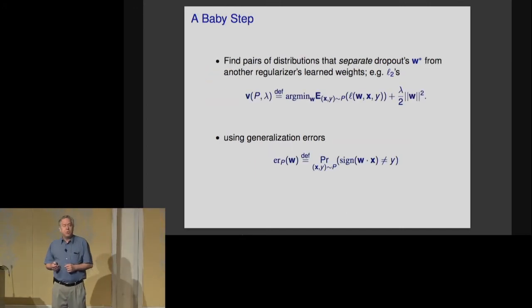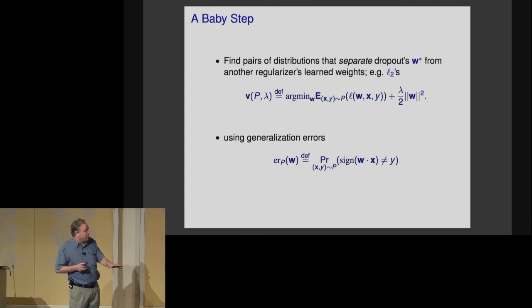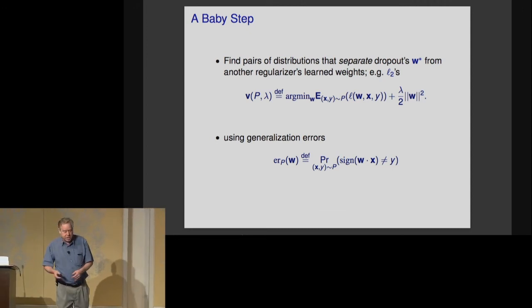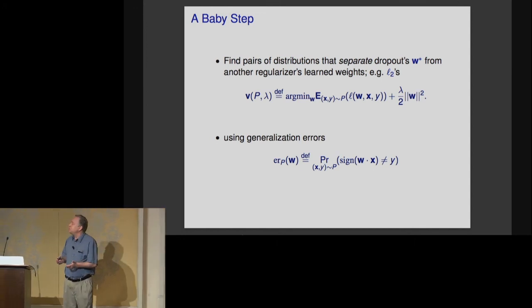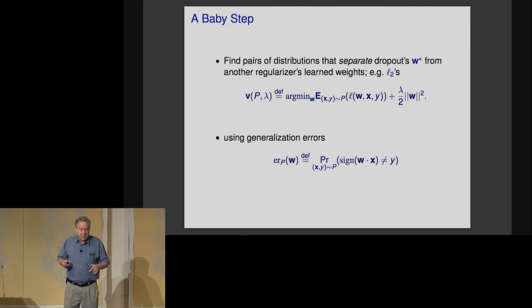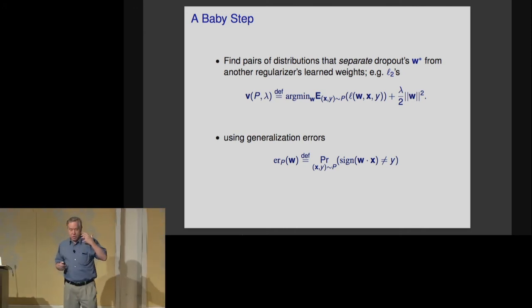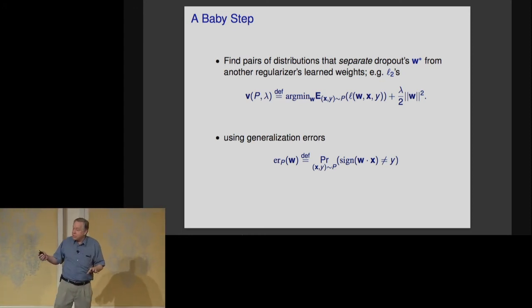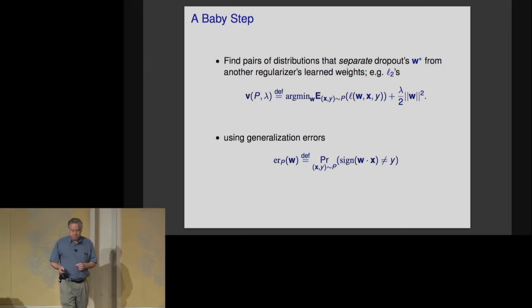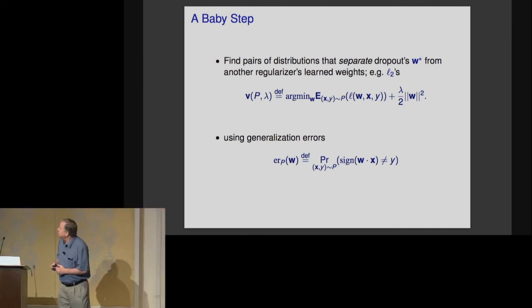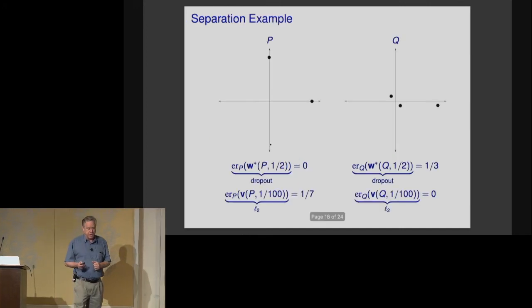So as a baby step, we can compare the dropout regularization process with other well-known regularization processes like L2 regularization and find pairs of distributions that separate the two regularizers, in the sense that one regularizer's learned weight works very well in one source and poorly in the other, relative to the other regularizer. And we'll use generalization error to measure the success of learning.